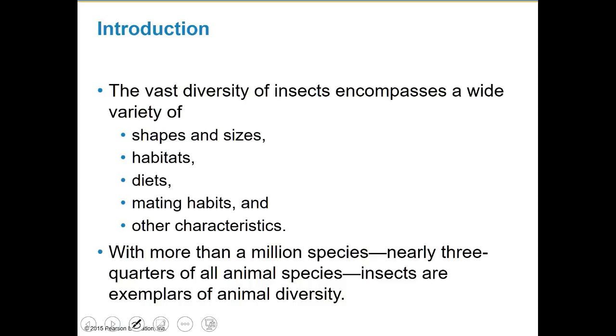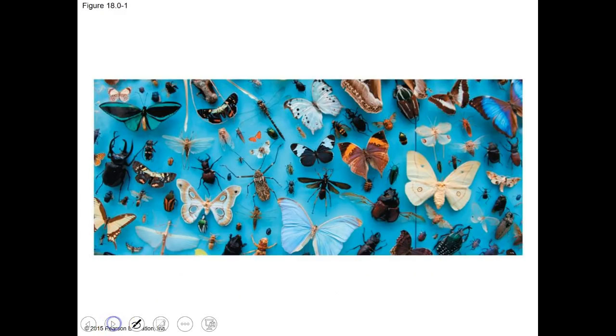So here's one of my favorite invertebrates. We already know the insects. Here's a smiley face for you, maybe. Give them 2 eyes. They actually encompass a wide variety of shapes, sizes, habitats, diets, mating habits, and other characteristics, and with more than 1 million species, nearly 3/4 of all animal species, insects are exemplar for animal diversity. So when I know a bunch about animal stuff, it's because these guys exemplify so much of it. If you've got the arthropod section, you're going to cover insects, but there'll be other things as well.